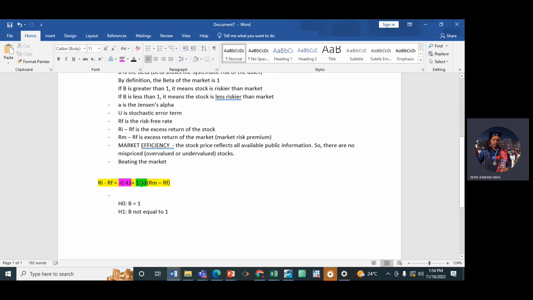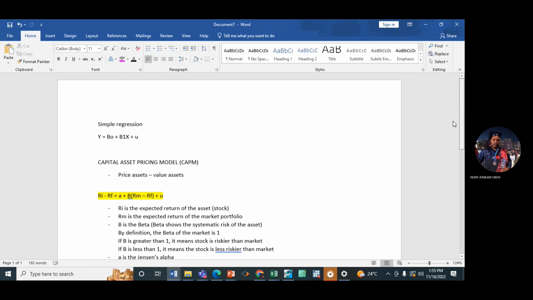Second thing we are checking is the beta. We are trying to check if the stock is riskier than the market or if the market is riskier than the stock. Okay, I think that is fine.